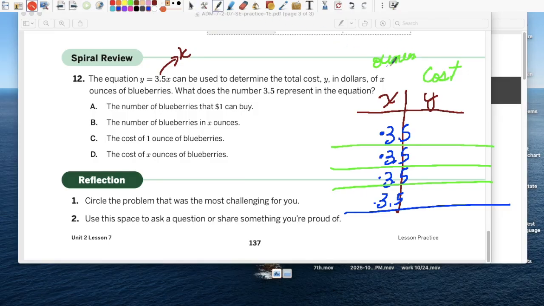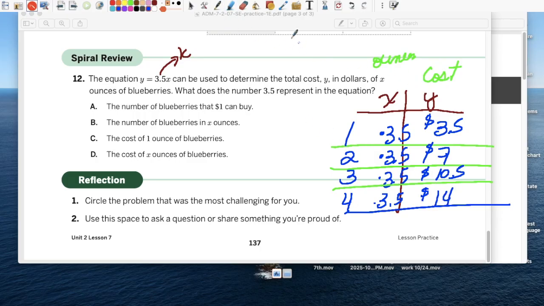So we're looking at blueberries. If I buy 1 ounce of blueberry, how much will it cost? It will cost me $3.50. What if I bought 2 ounces of blueberries? Well, it's going to cost me $7. 3 ounces, $10.50. 4 ounces, $14. So now we can answer some of the questions.